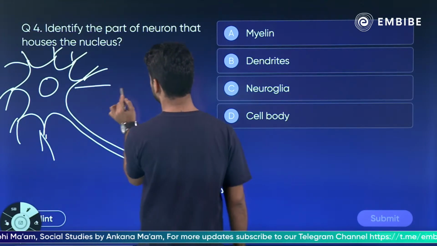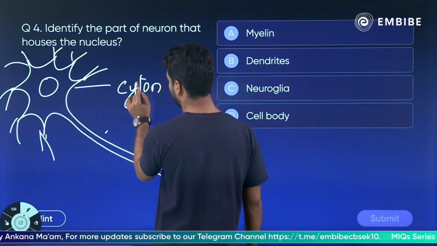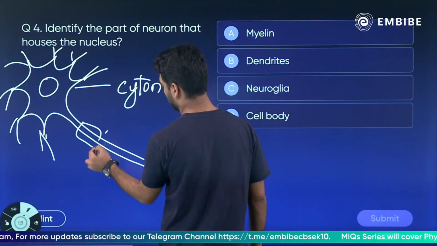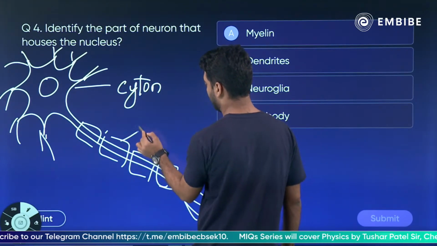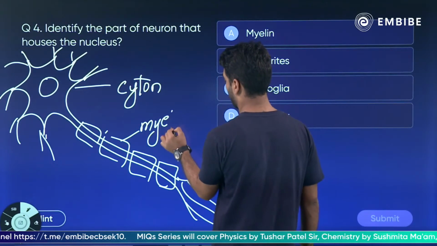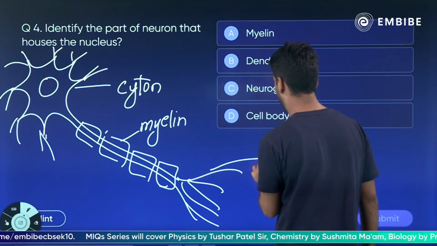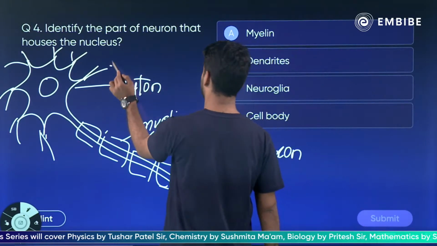Okay? This is your cyton, also called the cell body. This is your myelin sheath. This is your axon, and this is your dendrites.